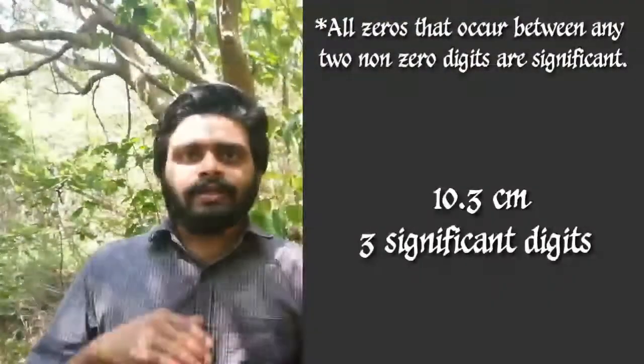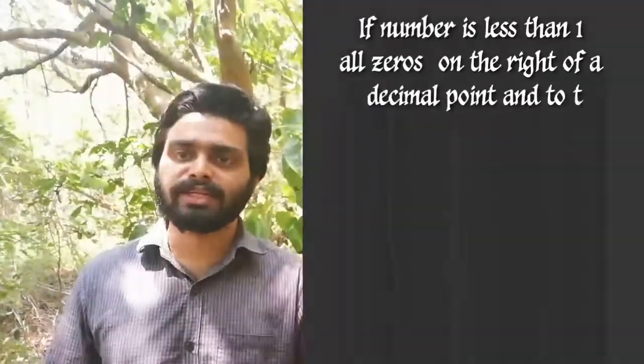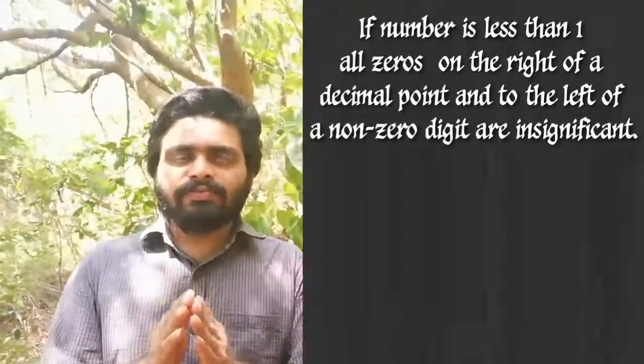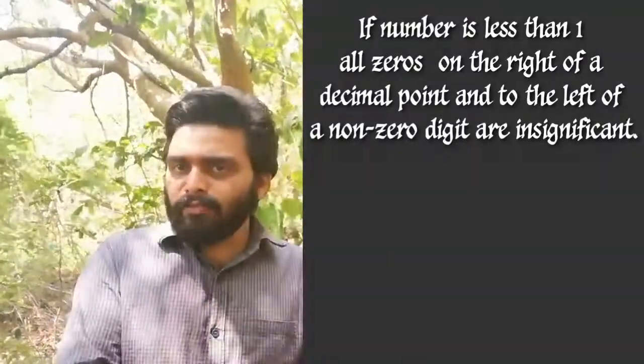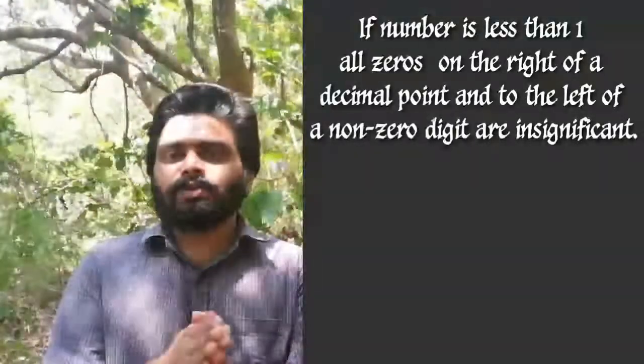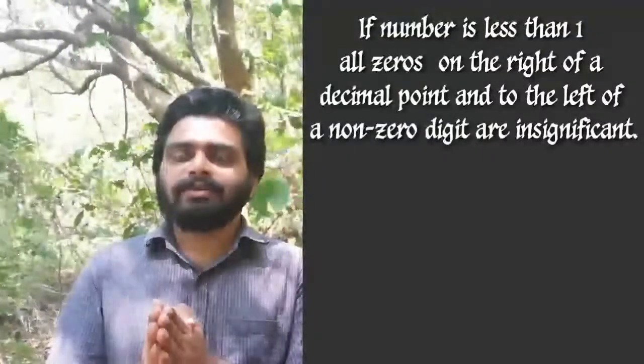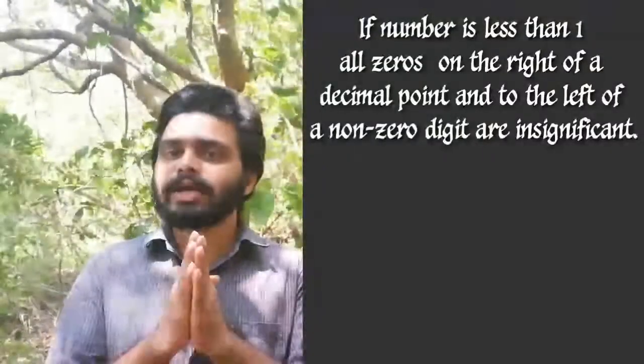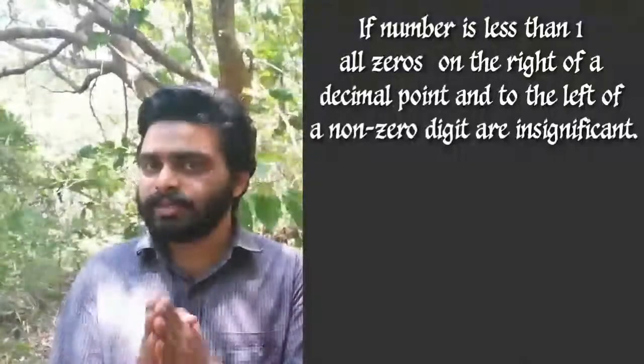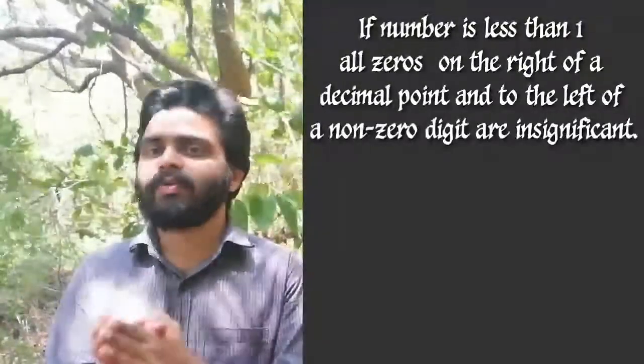Then what happens if the 0 is not between any two non-zero numbers? That comes in the next points. If the tabulated value or measurement is less than 1, that means the value starts with 0 point, less than 1.